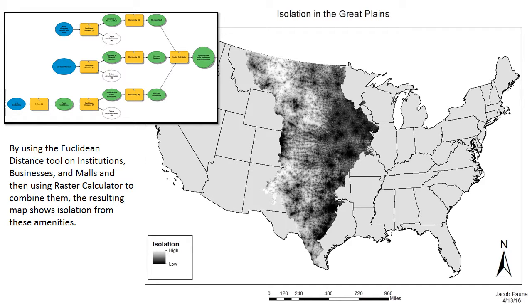The next variable was isolation. So I made this map by using the Euclidean distance tool on institutions, businesses, and malls within the Great Plains. And then, by using raster calculator, I combined them. The resulting map shows isolation from these amenities. Isolation is indicated in the white, and these would be the ideal lands.